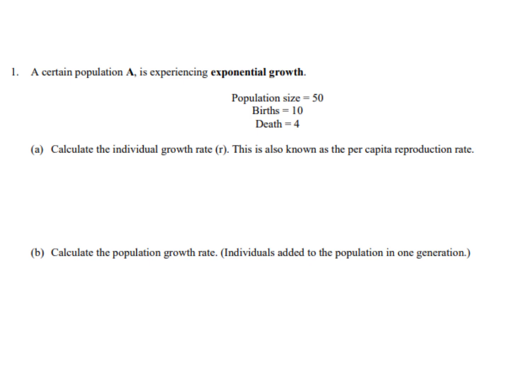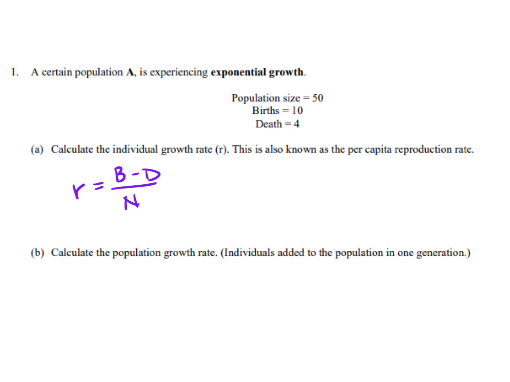So number 1 says a certain population is experiencing exponential growth, and it gives me the population size, the births, and the deaths. So the first question says calculate the individual growth rate R, which is also known as the per capita reproduction rate. So from the top, we're going to find that the equation for growth rate R is going to be B, births, minus D, deaths, over N. And N is always going to be the population size.